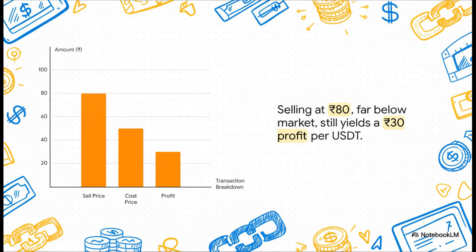50. And this chart just makes it crystal clear. If your cost is only 50 rupees per USDT, and you turn around and sell it for 80, which is still a massive discount from the market price of 90, you're making a clean profit of 30 rupees on every single coin. You can see how that would scale up fast.